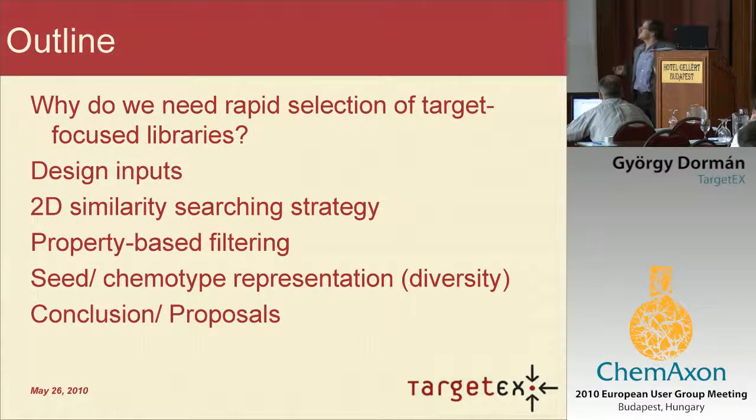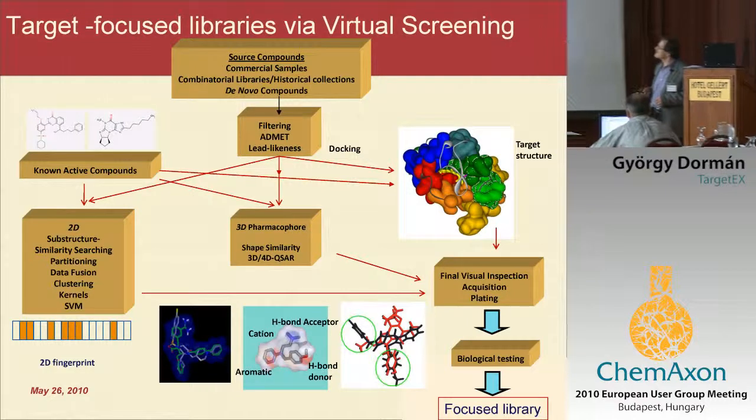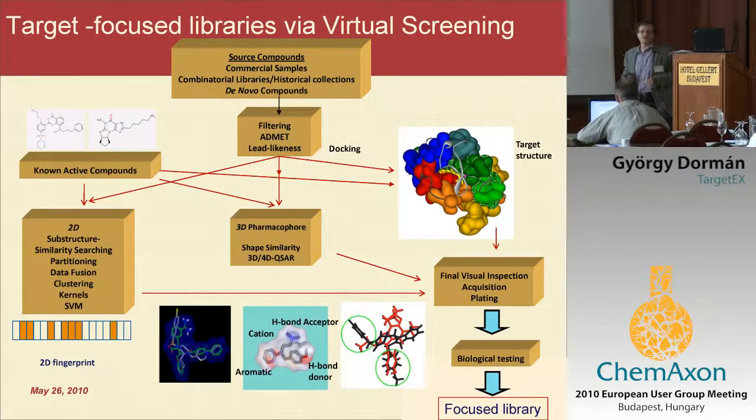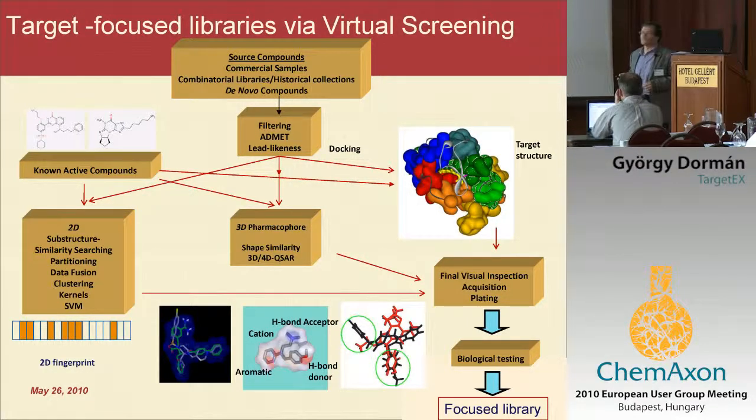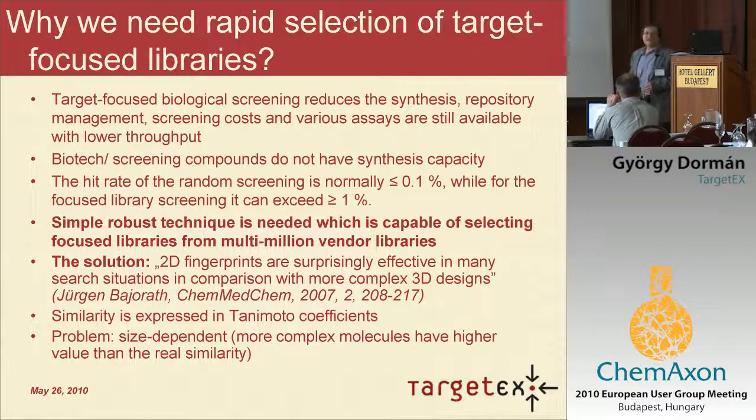So this is the outline. I will skip because my presentation will actually describe what I'm talking about. This is a typical slide for the virtual screening, so I will skip this again. I think most of the people in the audience know this scheme. So why do we need rapid selection of target-based libraries? That is the major starting point.